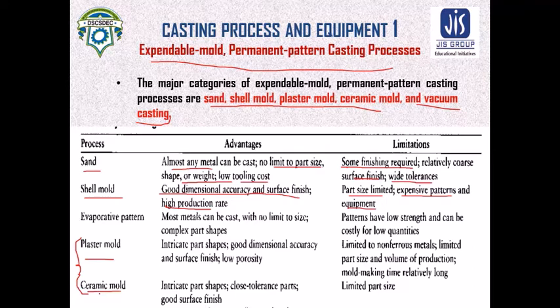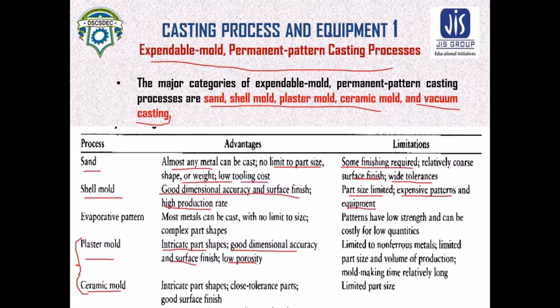See, the advantage of plaster molding is that it can make intricate shape. Intricate means highly complex shape with good dimensional accuracy and surface finish. The plaster molds have low porosity. We will see what porosity is in a later section of this lecture.